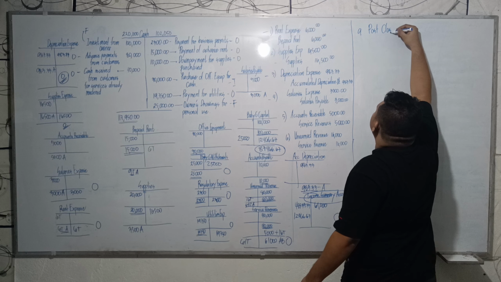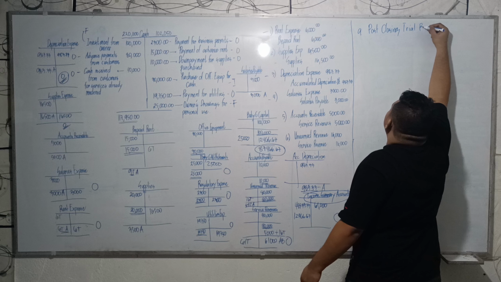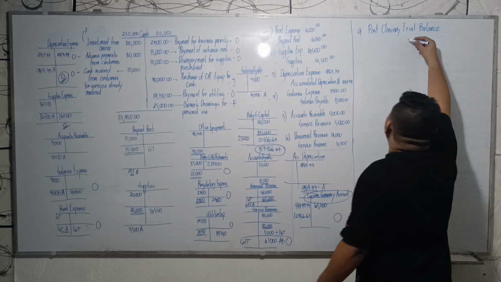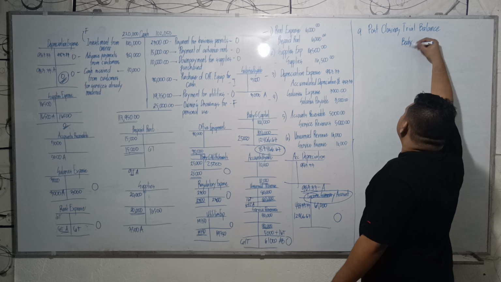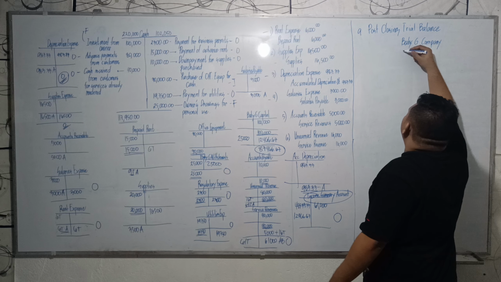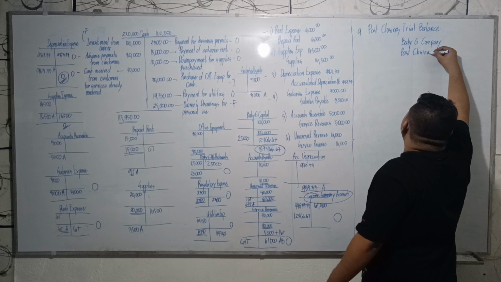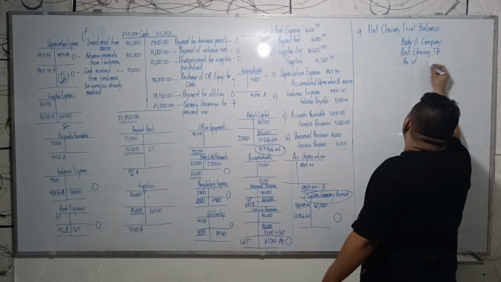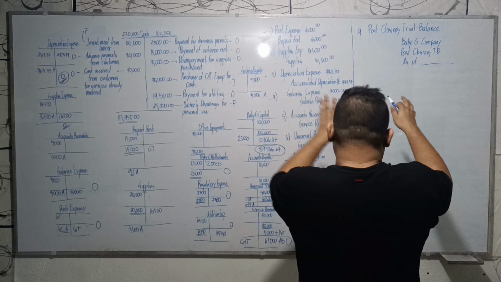Post-closing trial balance. So, the same with a normal trial balance, you should have a heading. Okay? So, let's put here, Baby J company, post-closing trial balance, as of the period, something like that. Okay? And then, you write the accounts.